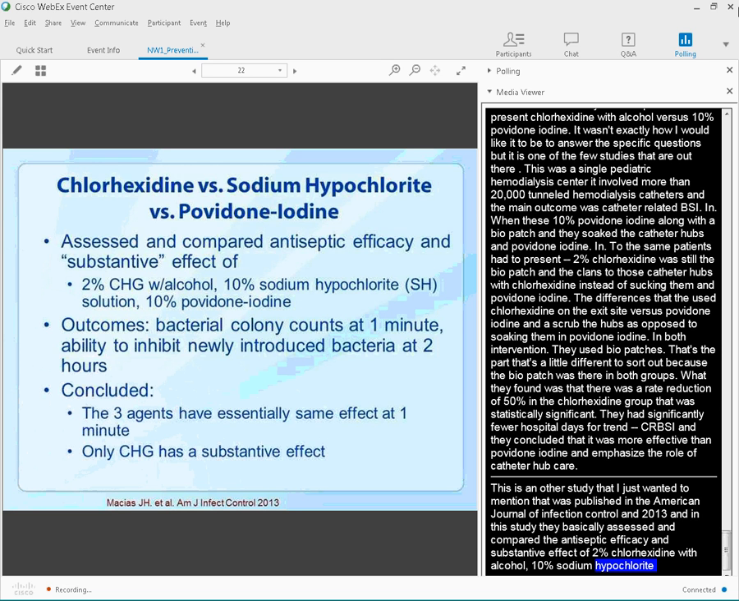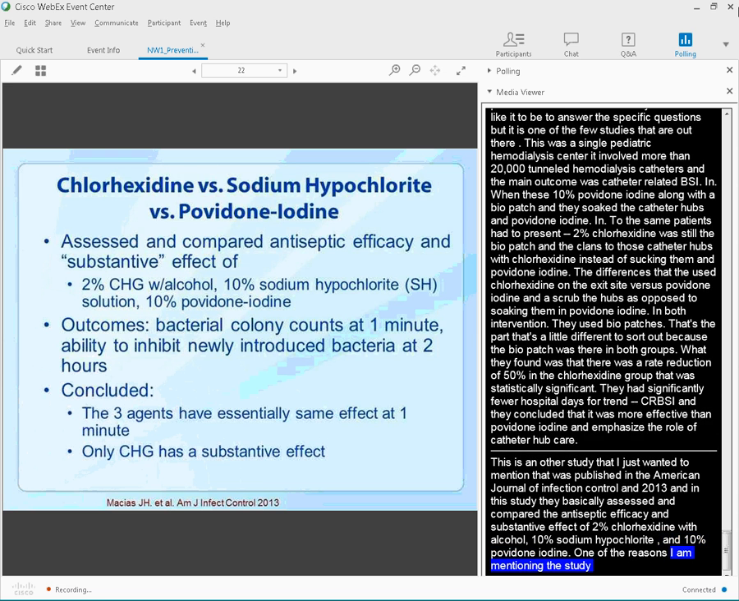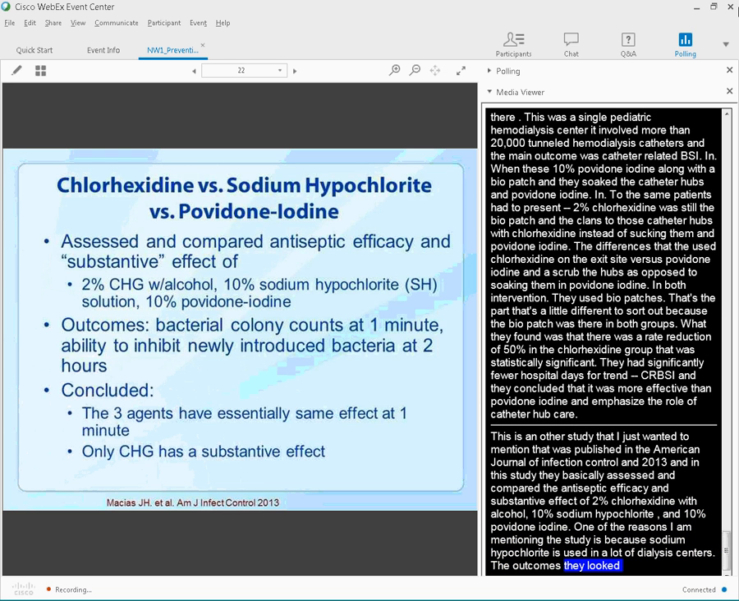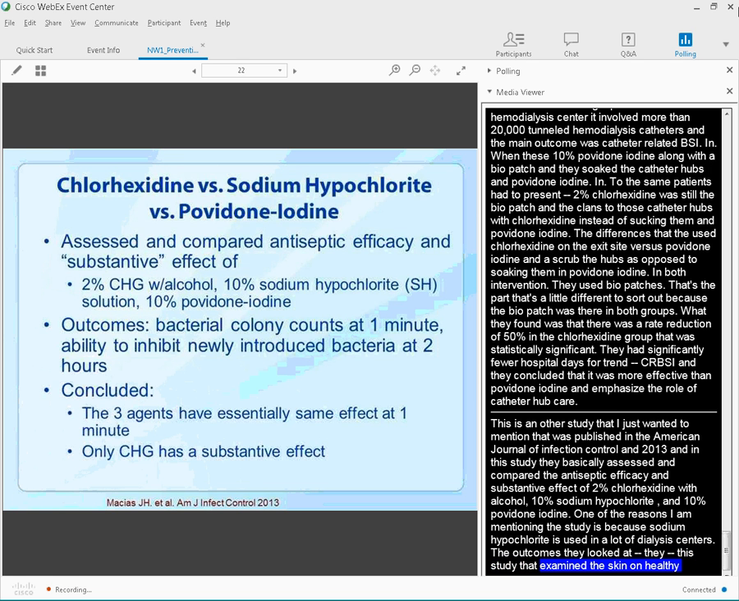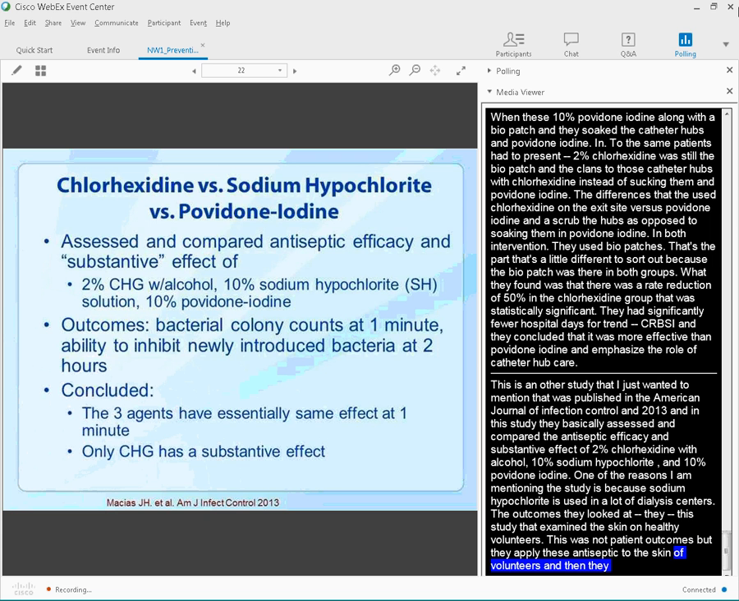So the outcomes that they looked at, and this was a study basically of they examined the skin on healthy volunteers. So this was not a study of patient outcomes, but they basically applied these antiseptics to the skin of volunteers, and then they tested the bacterial colony counts on those areas of skin at 1 minute, and then also the ability to inhibit newly introduced bacteria at 2 hours.